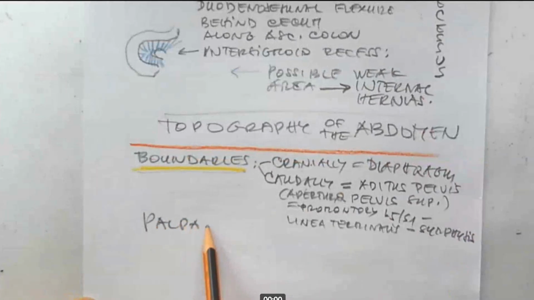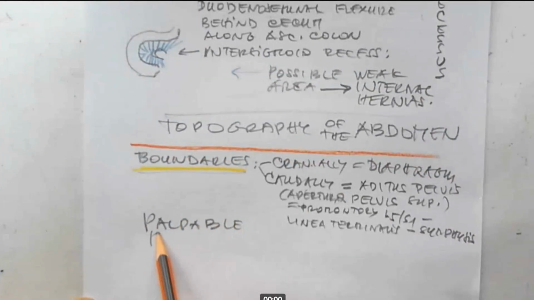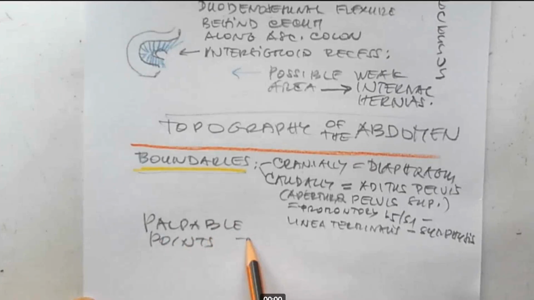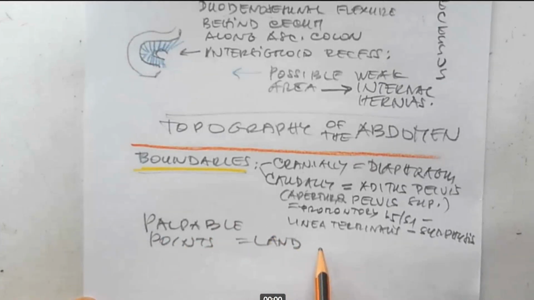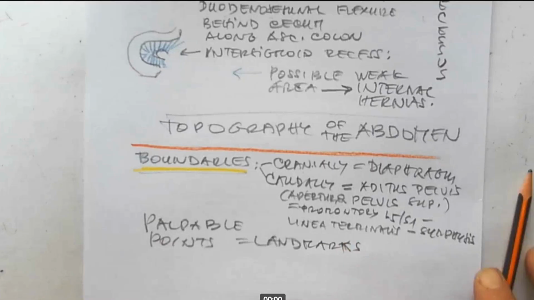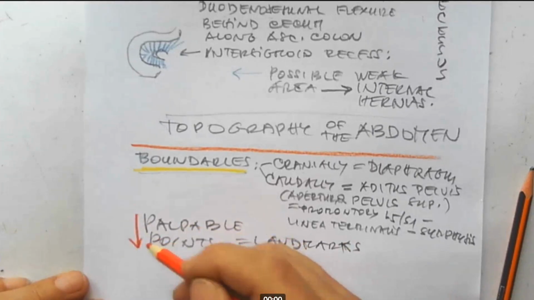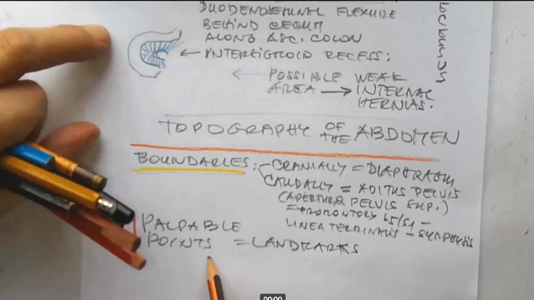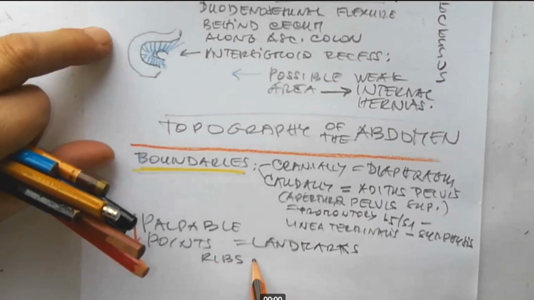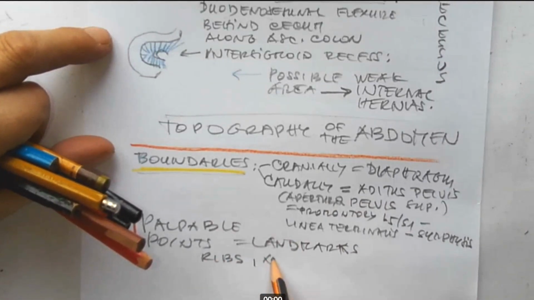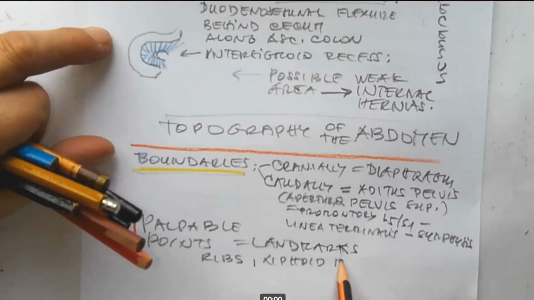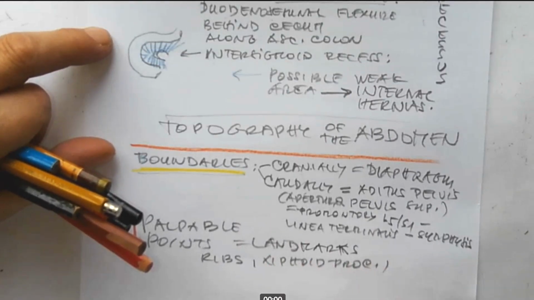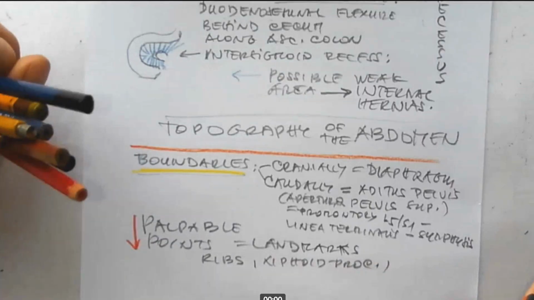Palpable points, or also we could say landmarks. We call them landmarks because some of the structures are freely palpable. What could be palpated directly? In fact, the ribs, definitely the posterior ribs. Then the xiphoid process. Below the xiphoid process is a small depression where we can expect the stomach, definitely.